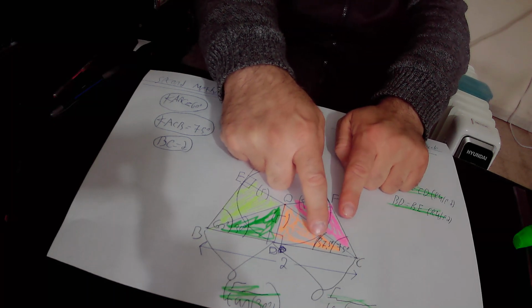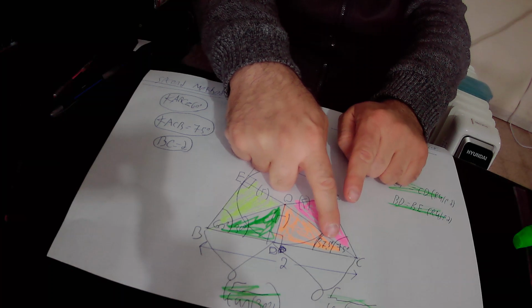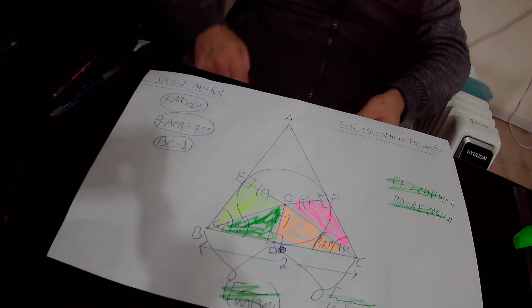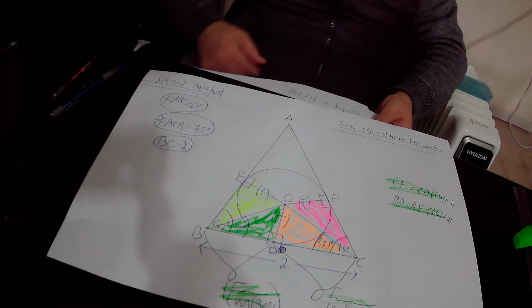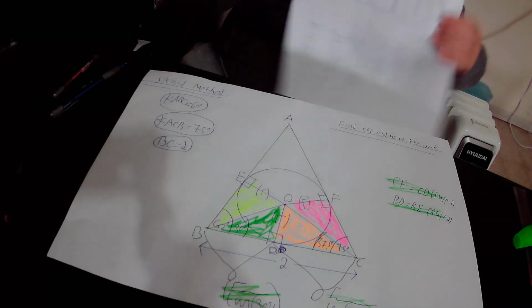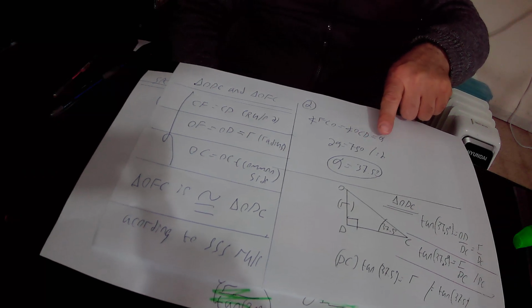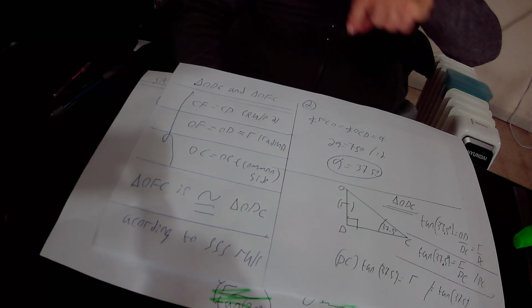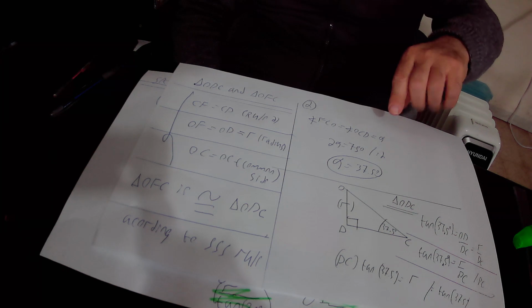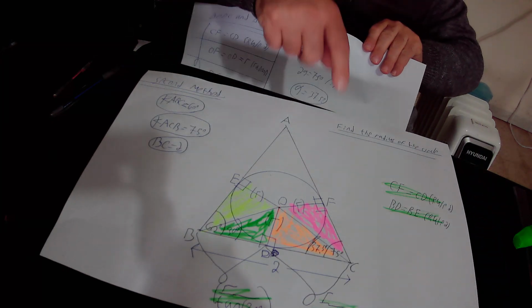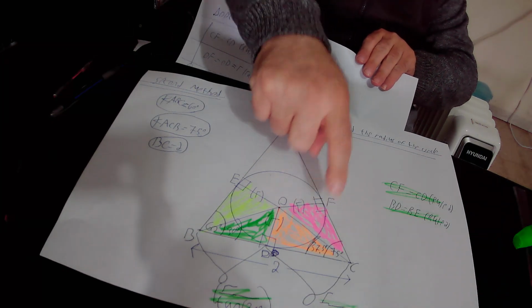So alpha plus alpha, that is 2 alpha, equals 75 degrees according to what is given in the question. 2 alpha equals 75 degrees. We divide this equation by 2 and find that alpha equals 37.5 degrees. This is angle alpha, equal to 37.5 degrees.